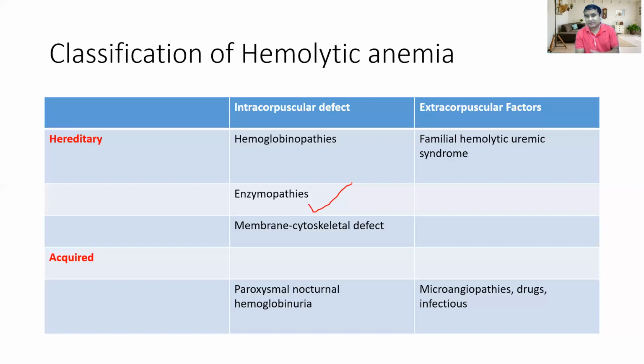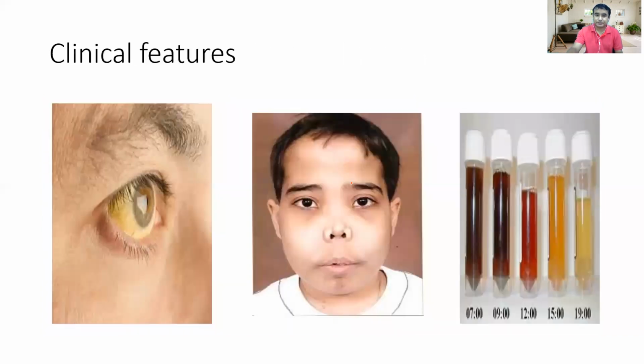Similarly, there are conditions where the vessels are narrowed, like in microangiopathies. There are some drugs which can lyse the RBCs, and some infections which can lyse the RBCs. So we can divide hemolytic anemia into 4 parts: one is intracorpuscular and extracorpuscular, and the other is hereditary and acquired. We have to memorize this mode of classification of hemolytic anemia.